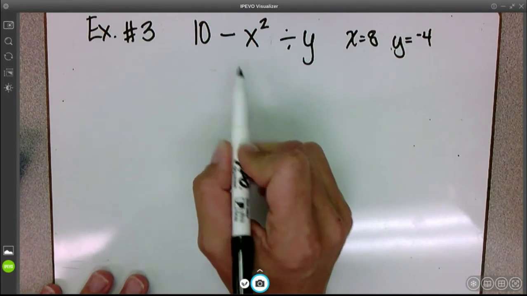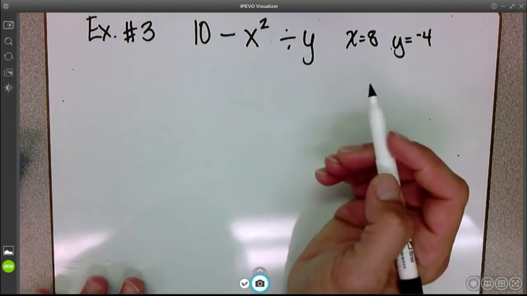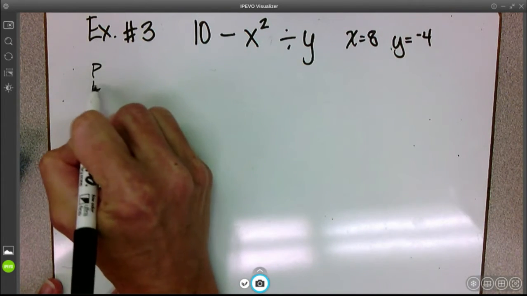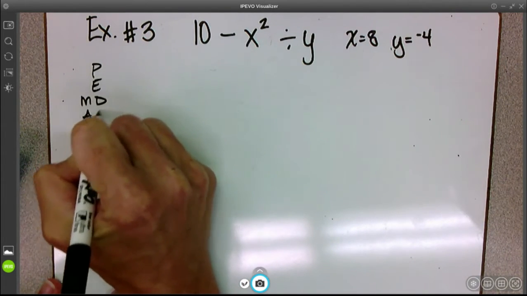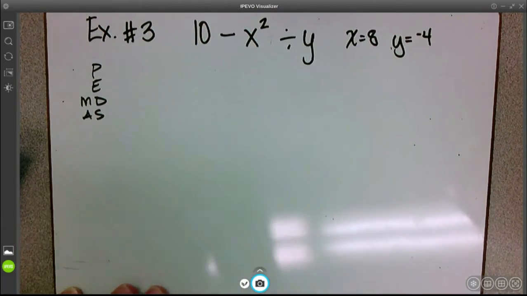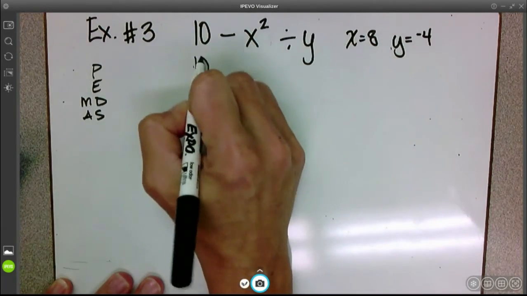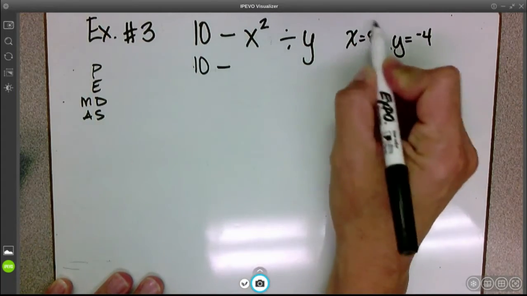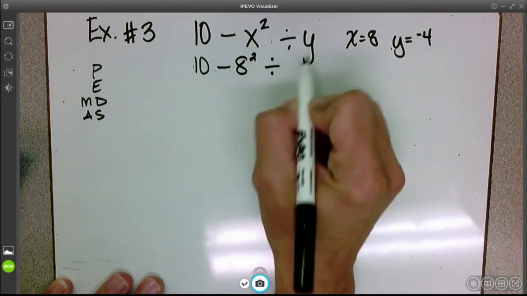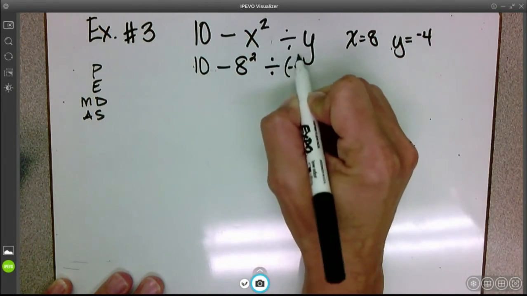So I immediately see some exponents, I see subtraction, I see division, so I know order of operations is going to come into play. So I'm just going to write off to the side the thing that I dislike the most, but I know you guys all like, which is PEMDAS, but notice I wrote it a little different. So first things first, before you start solving anything, is to input the values, substitute them in. So I have 10 minus x squared, and x is 8. So 8 squared, or raised to the second power, divided by y, which we now know is negative 4.